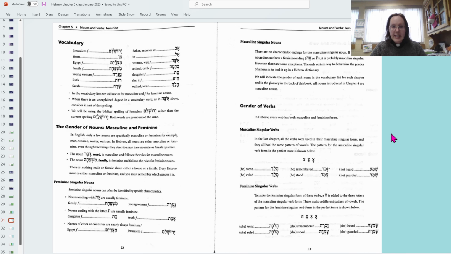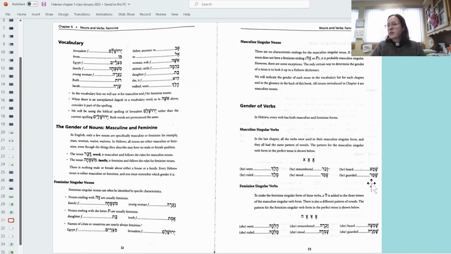So, gender in verbs. In Hebrew, every verb has both masculine and feminine forms. Masculine singular verbs: in the last chapter, chapter 4, all the verbs were used in their masculine form. The pattern for the masculine singular form in the perfect tense is shown below, with the vowels underneath. So we have shama, he heard, shamar, he guarded, zakar, he remembered, amad, he stood, halak, he went, malak, he ruled.